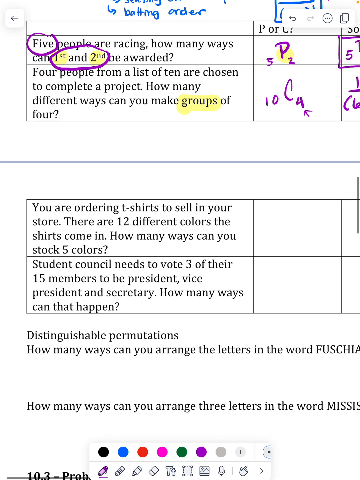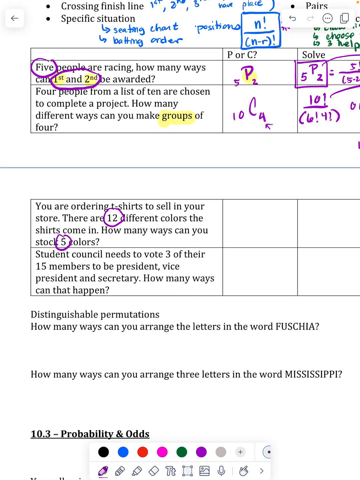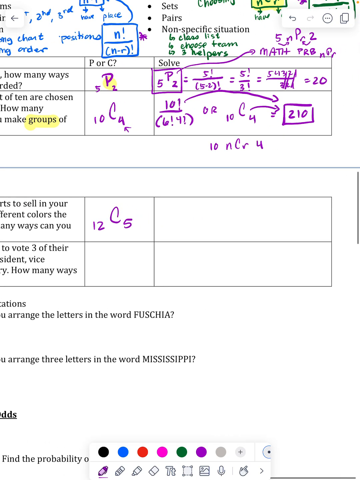You're ordering t-shirts to sell in your store. There are 12 different colors the shirts come in. How many ways can you stock 5 colors? Okay, well, you're not putting them on hangers in a certain order. You're just saying I have 12 colors, I'm going to choose 5 of them. So I'm choosing 5 of the 12 colors. The formula would look like that. 12 minus 5 is 7, and then the 5 goes here.